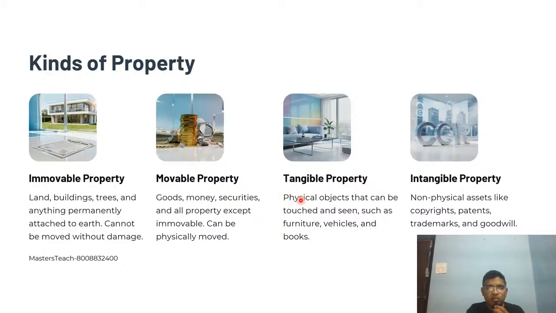Then tangible property. So physical objects that can be touched and seen, such as furniture, vehicles, and books. Okay, intangible assets. So it is non-physical assets like copyrights, patents, trademarks, and goodwill. So these are intangible property. Once again, the types of properties: immovable property, movable property, tangible property, intangible property. So let's go to the next slide.